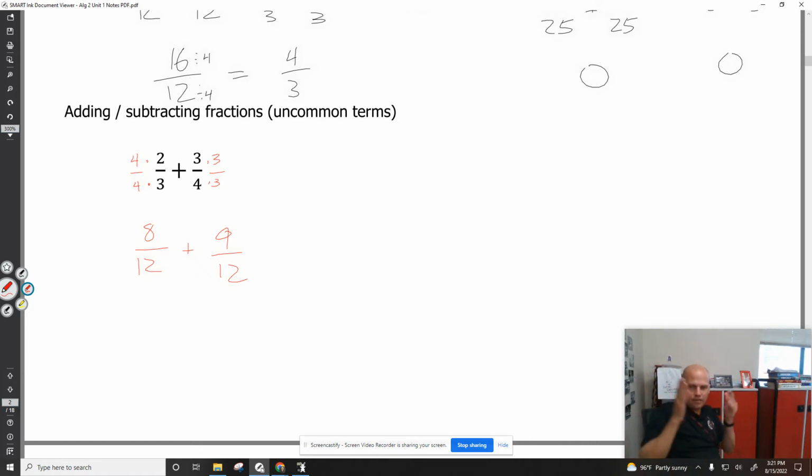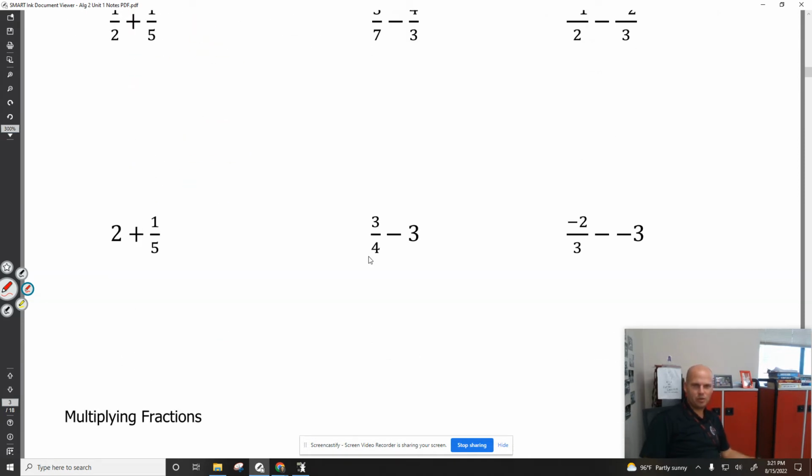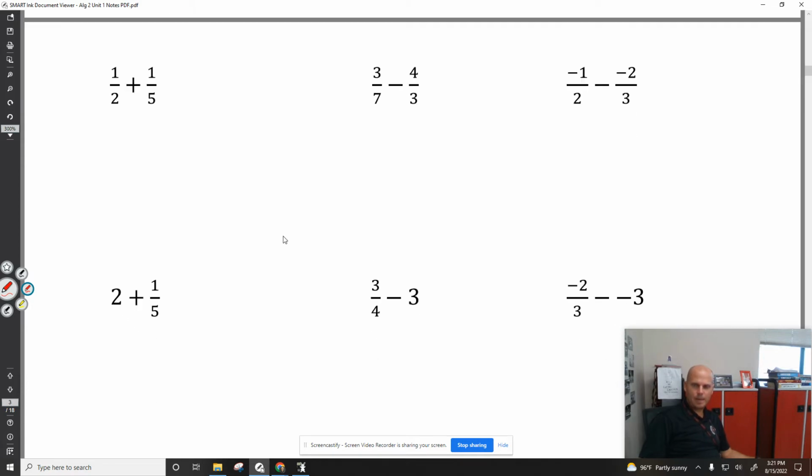Cool. Now we have these skinny slices. We can figure out how many of these skinny slices we have. Well, I have 8/12 and 9/12. That's going to be 17/12. So I have more than a pizza. Look at me. All right. Think about this stuff like real world. Okay. Here are some more examples. I'm just going to do a couple of them for you.